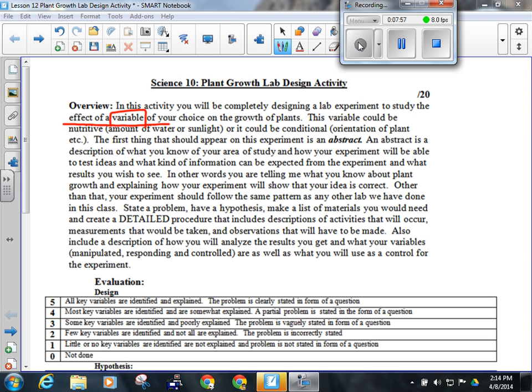Now, the first thing that needs to appear in your experiment is something called an abstract. Sometimes I have these on your lab reports, and sometimes I don't. Sometimes it's just the background information. You've had a few labs I've given you that had background information. That's kind of what your abstract is. In the real world, science takes money, and if you want to do research on something, you usually have to go out and sell your idea to someone who will fund your research.